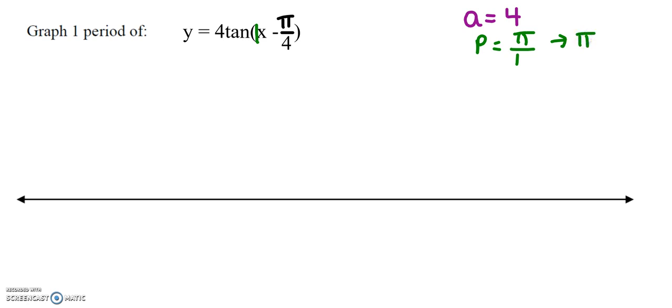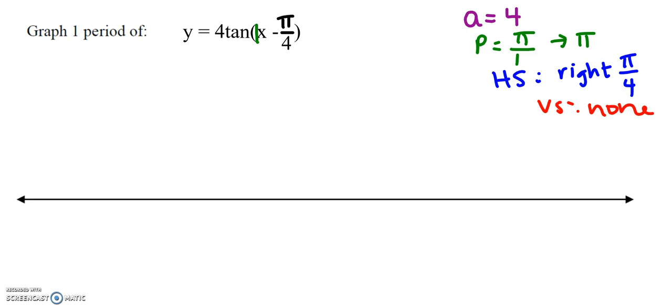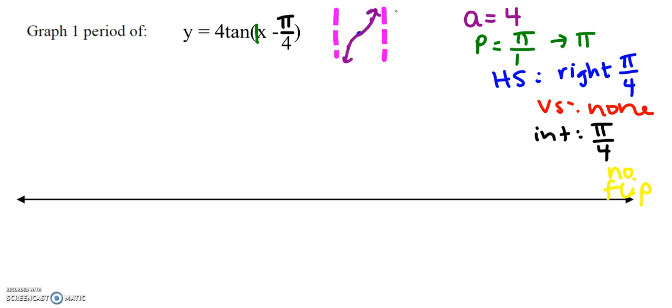Then we are going to see our horizontal shift is going to be to the right pi over 4. Vertical shift, none. Our intervals are going to be pi divided by 4, and we have no flip. So if we think about this, our tangent graph, remember we're going to have 2 vertical asymptotes. That point that was at the origin, -1, +1, and connect with that tangent graph.